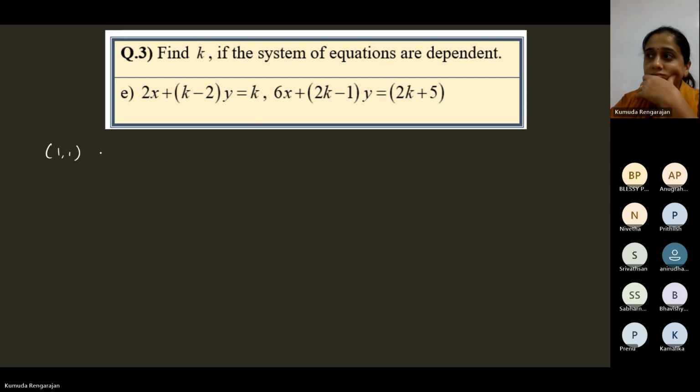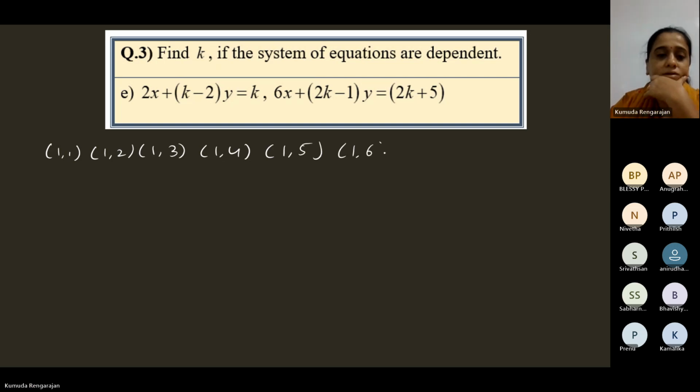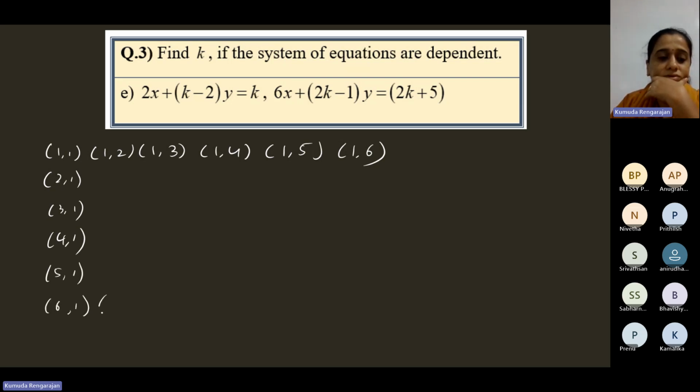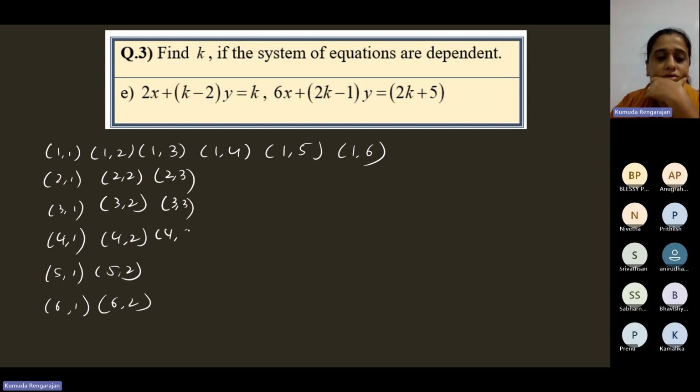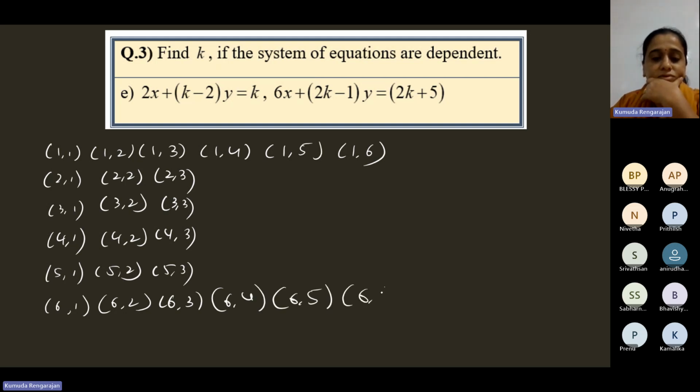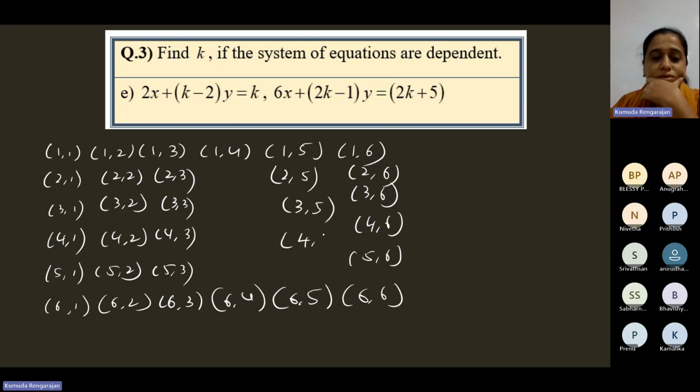(1,1), (1,2), (1,3), (1,4), (1,5), (1,6), (2,1), (3,1), (4,1), (5,1), (6,1), (6,2), (5,2), (4,2), (3,2), (2,2), (2,3), (3,3), (4,3), (5,3), (6,3), (6,4), (6,5), (6,6), (5,6), (4,6), (3,6), (2,6), (2,5), (3,5), (4,5), (5,5), (5,4), (4,4), (3,4), (2,4).